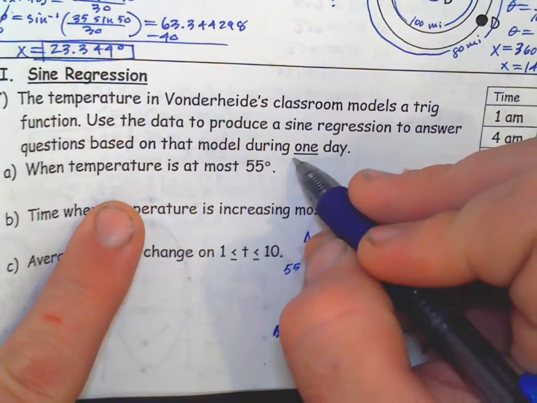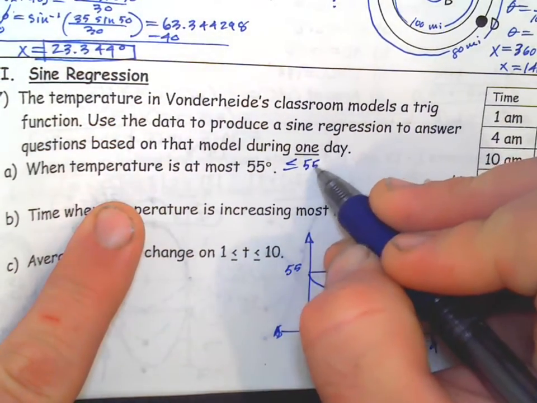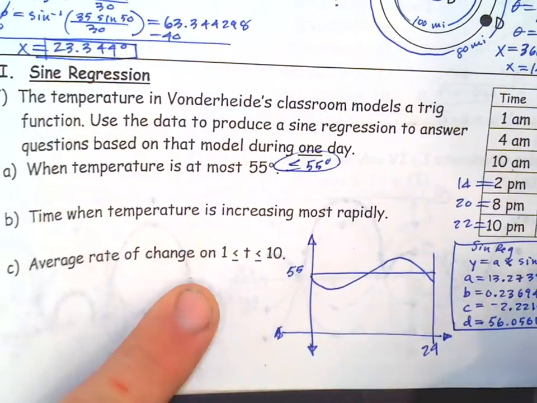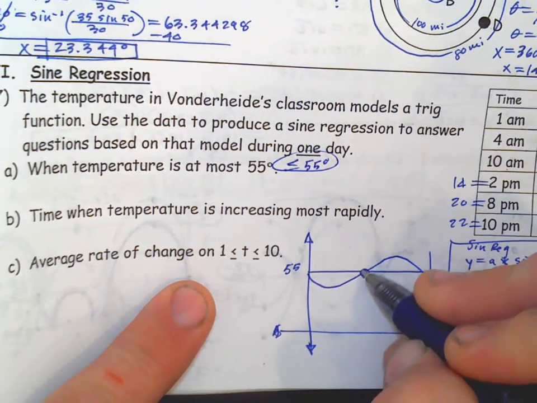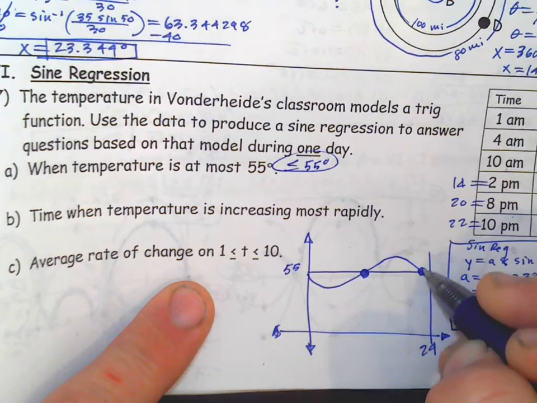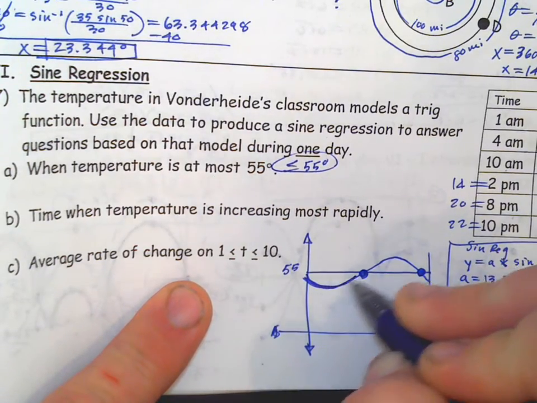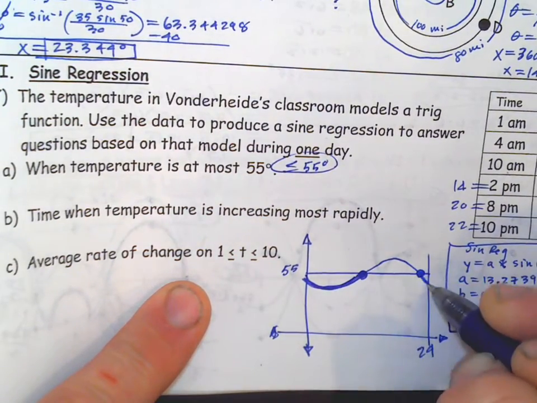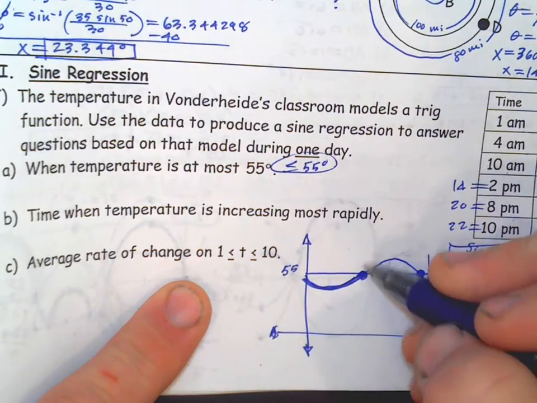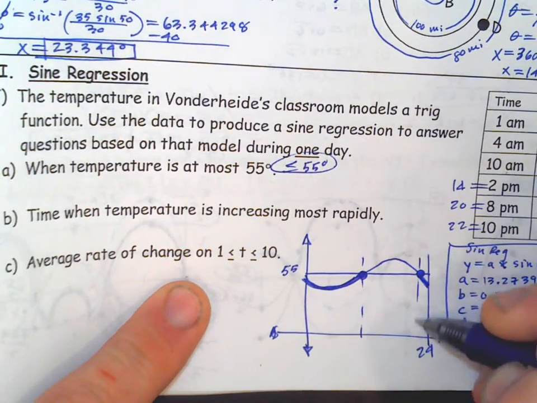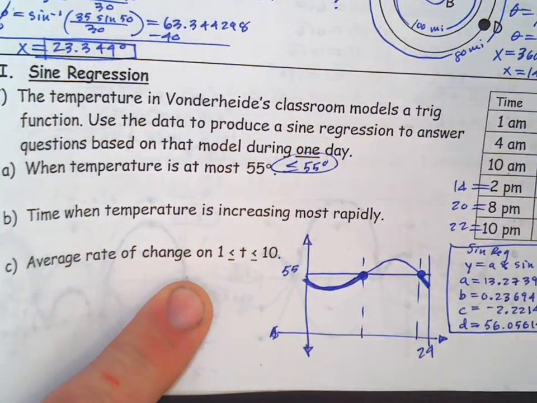Okay, so we want to know when the temperature is at most 55. At most means less than or equal to. Some of you guys didn't interpret that correctly. At most means less than or equal to. So solid dot, solid dot, and then everything underneath. So that's a picture of our answer. We just have to figure out what times these happen at. So that's going to involve intersections.